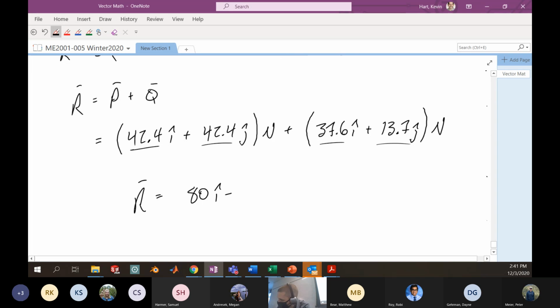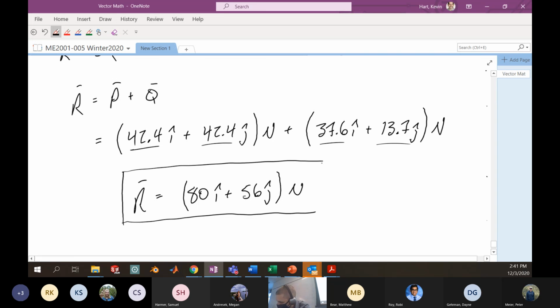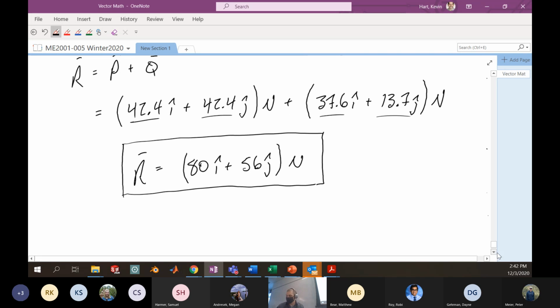80 i hat plus 56 j hat newtons. All right, so this is your resultant force written in terms of its unit vectors. Now, the original problem asked us to determine the magnitude and direction of this vector. If you wrote this down in this particular form on a test, if I asked you for magnitude and direction of a vector and you wrote that on your test, you're done. Okay, that's perfectly fine in my eyes.